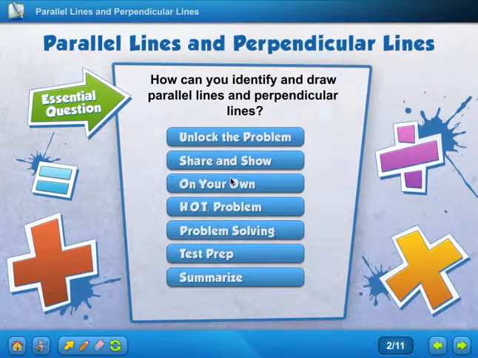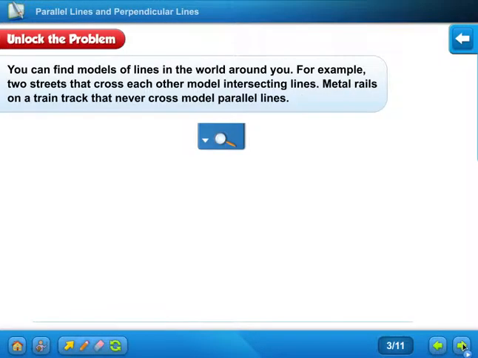Hi everyone, we are on lesson 10.3 and we are talking about parallel lines and perpendicular lines. And the essential question asks, how can you identify and draw parallel lines and perpendicular lines? So, let's get to it. We're all about drawing lines in this chapter.